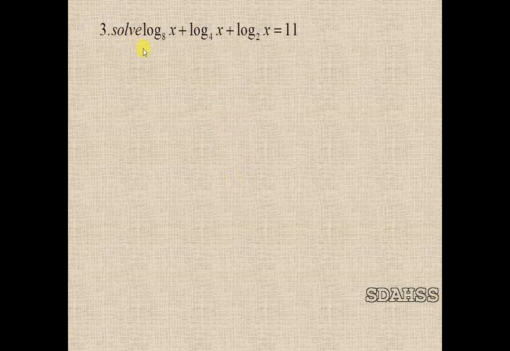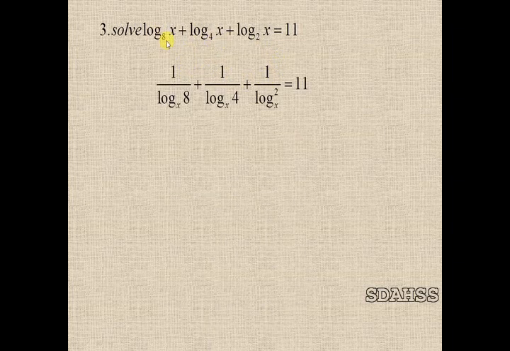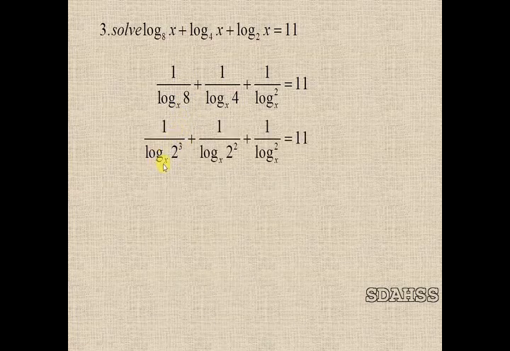Third sum. Solve log x base 8 plus log x base 4 plus log x base 2 is equal to 11. So this can be written as, taking the reciprocal, 1 by log 8 base x plus 1 by log 4 base x plus 1 by log 2 base x is equal to 11. So 8 can be written as 2 cube, so 1 by log 2 cube base x, plus 4 can be written as 2 square, 1 by log 2 square base x, plus 1 by log 2 base x equal to 11.